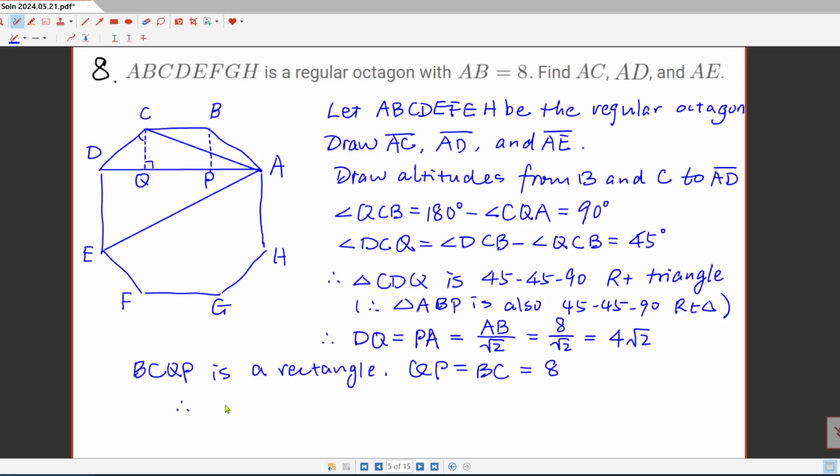And therefore we have AD equals AP plus PQ plus QD, right? And we know that AP and QD are 4 square root 2 each, so plus PQ, which gives us 8 plus 8 square root 2, right? That solves the length of AD.